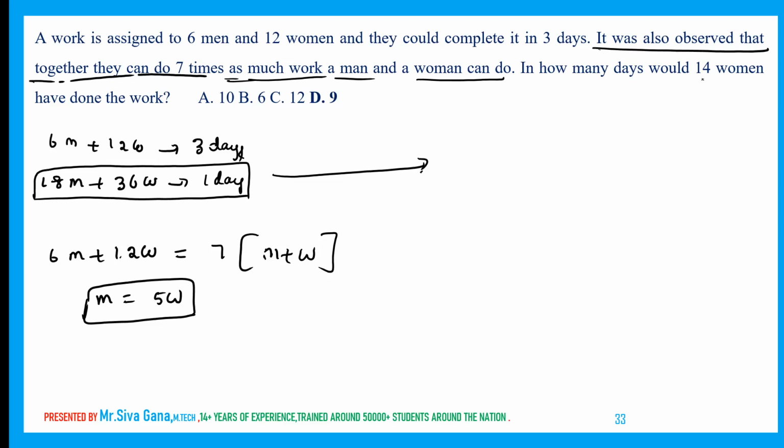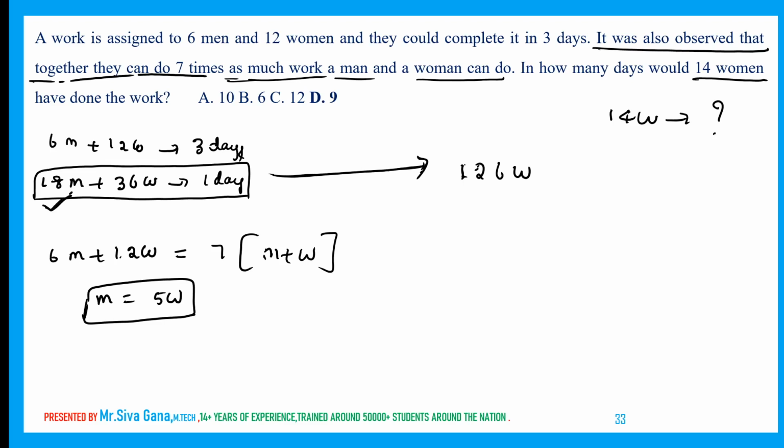I'm converting the entire thing into women, because how many days will 14 women take to do the work? We need to find the time 14 women take. That is the reason why I'm converting this into women. Instead of 18 men, I can replace 18 into 5 women. 18 into 5, 90 plus 36, 126. So 126 women.